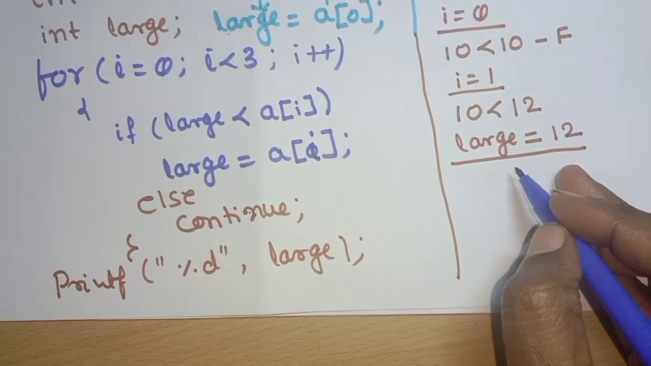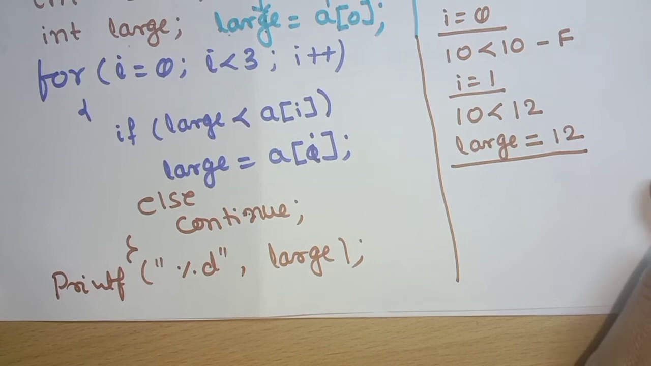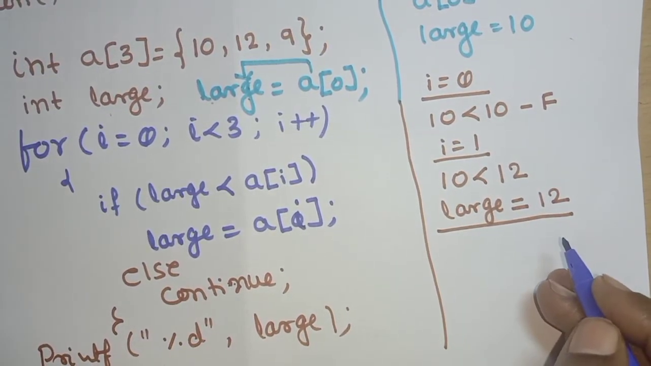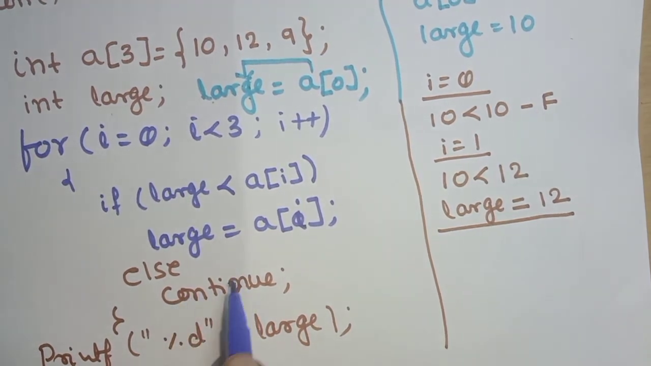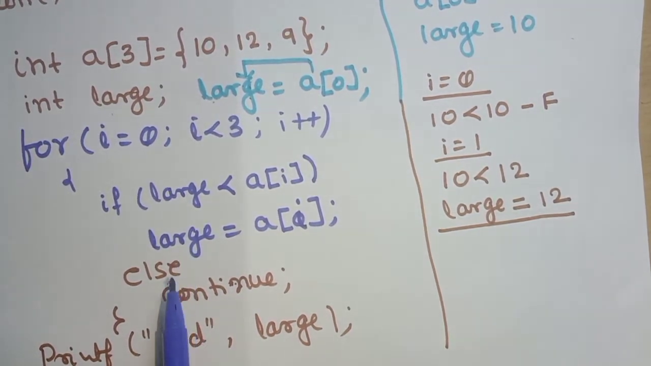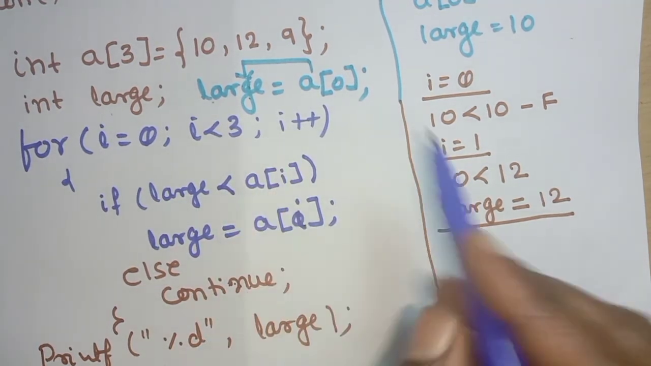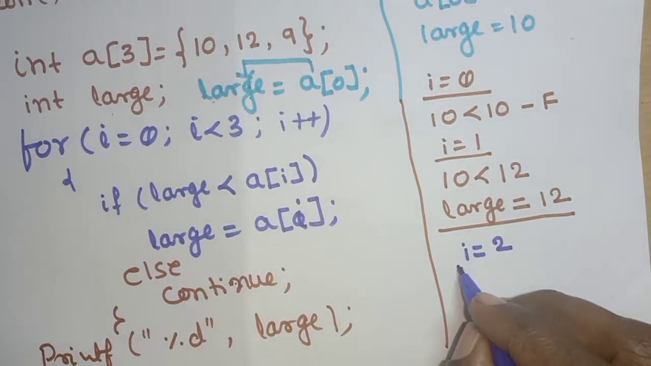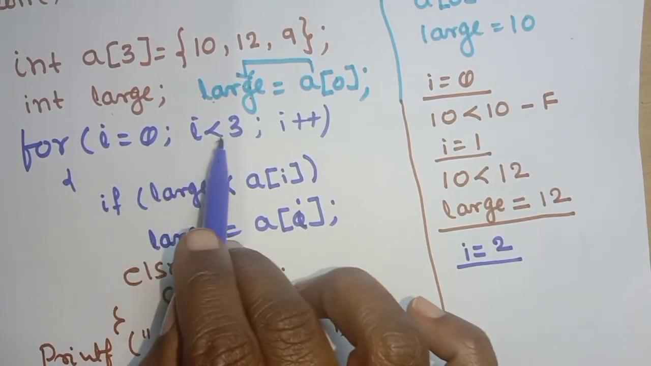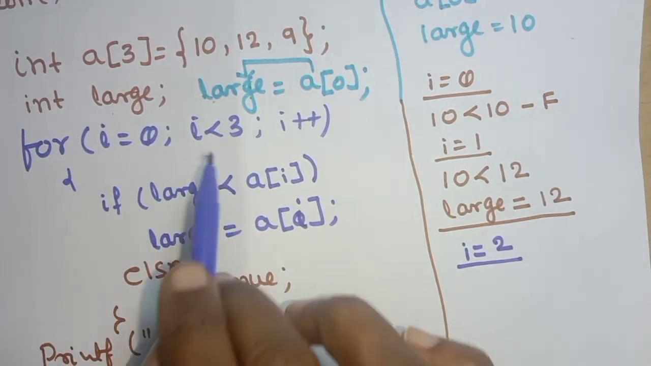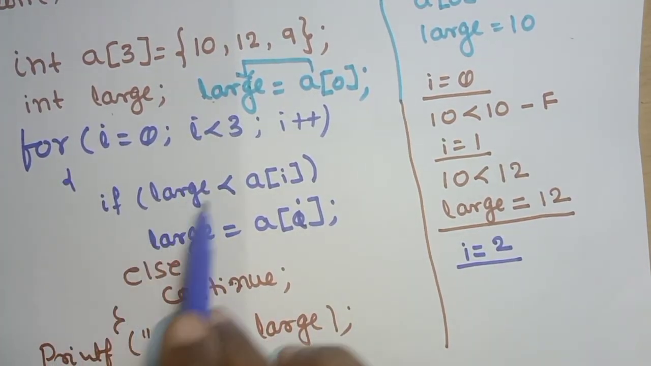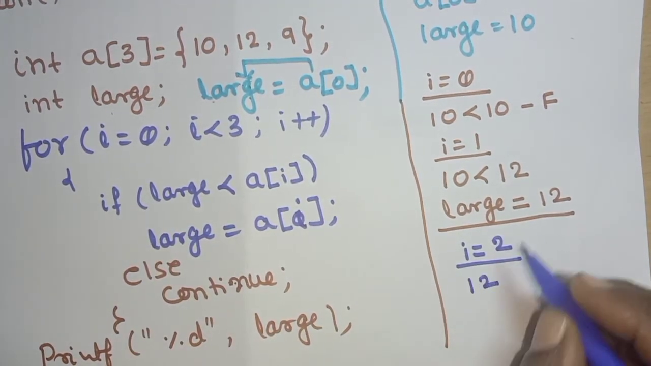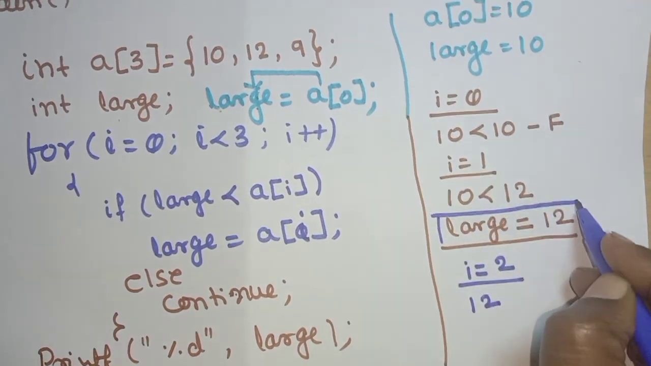This type of program may be asked in the examination, and I think we are going to perform the practical also for this one. Next, what happens after this? It is going to increment this i. Now your i is equal to 2. When i is equal to 2, 2 is less than 3, the condition is true. Once again it checks the value: large is now 12. Large contains 12 from the previous i value.